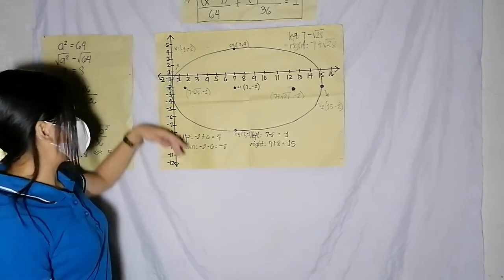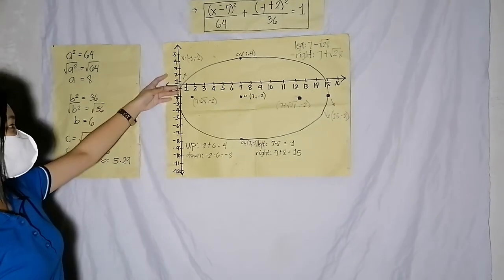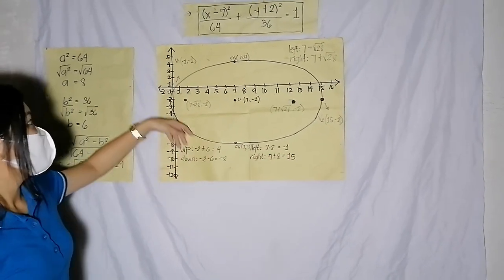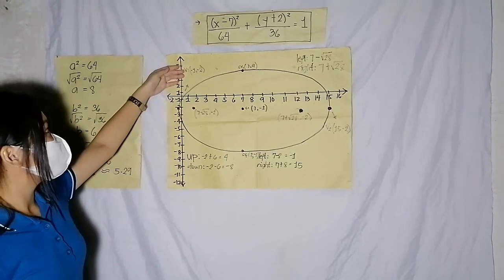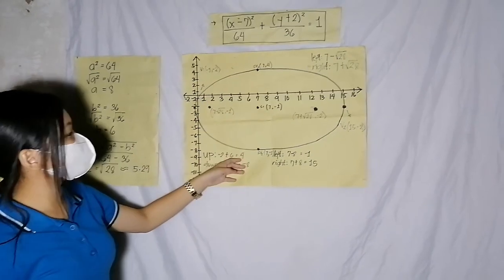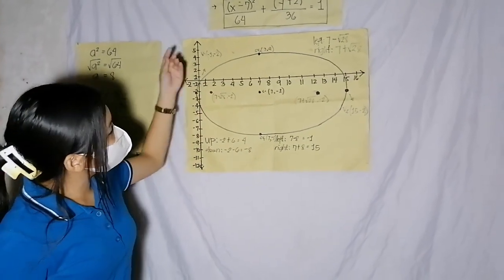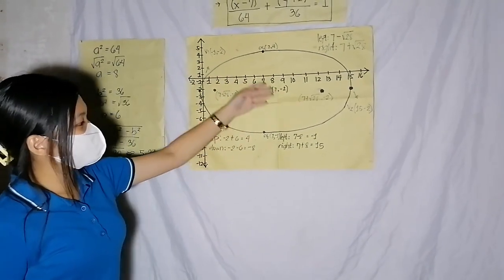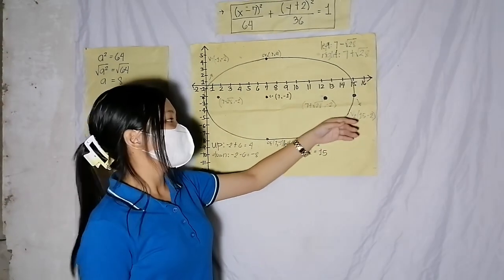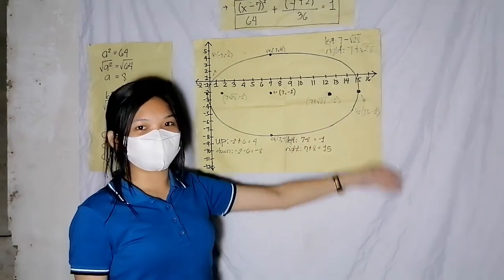Now to locate the vertex, let us move 8 units to the left. That makes it 7 minus 8 equals -1. So we have here our vertex 1, which is (-1, -2). And we also have to move 8 units to the right, which makes 7 plus 8 equals 15. We have here our vertex 2, which is (15, -2).